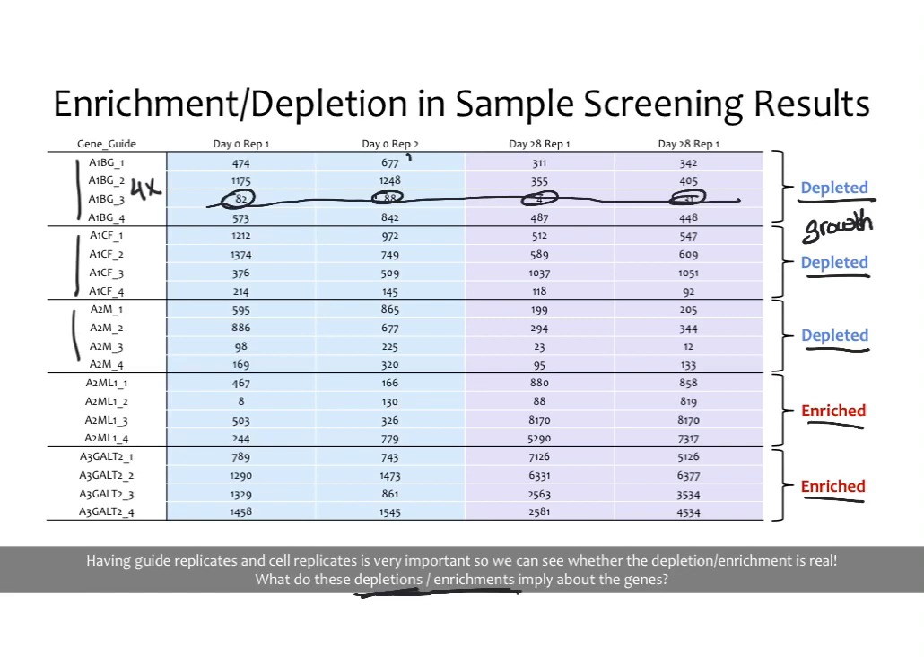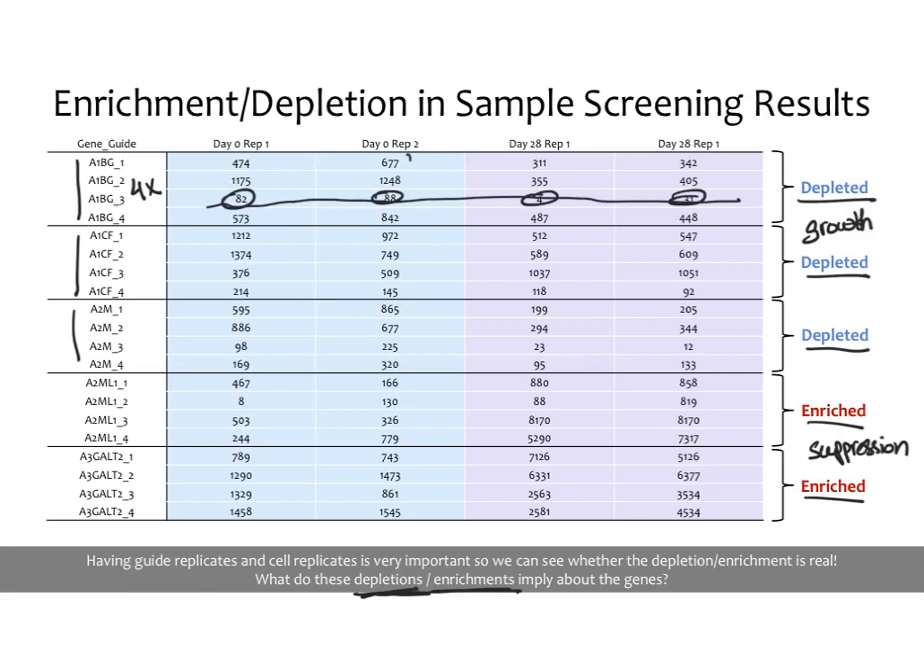Enriched genes are genes that are important for tumor suppression, or important to kill the cells. So if these genes were normal, they would kill the cells. But since we knocked them out, we knocked out the suppressor, now they're growing in an uncontrolled fashion. And so we're getting enrichment of the guides.